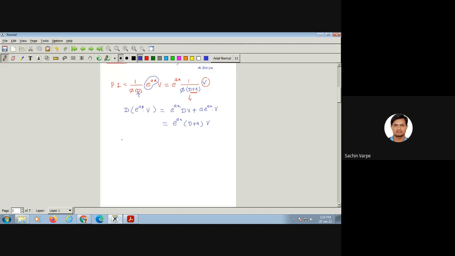Similarly, if I take one more derivative, d square of e raised to ax into v, I will take the derivative of this. So I'll get the similar form, e raised to ax into d plus a the whole square into v. Because this d plus a is constant, I'll write it outside, and the derivative of e raised to ax is the same. Clear? And so on. When I proceed with the nth order derivative of e raised to ax into v, it will be like this: e raised to ax into d plus a the whole raised to n into v.